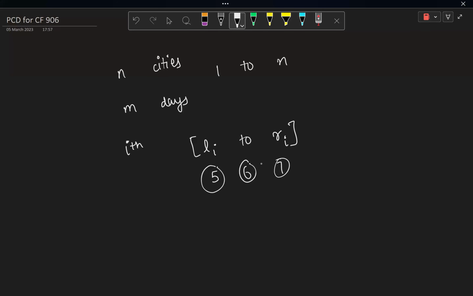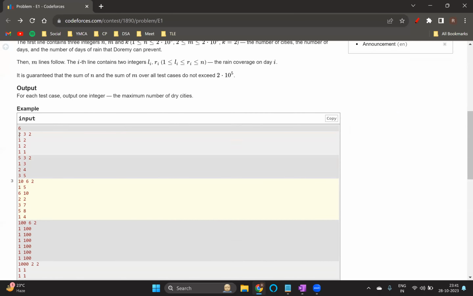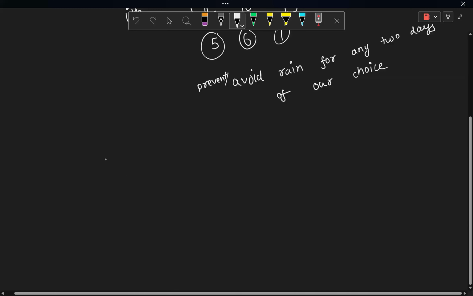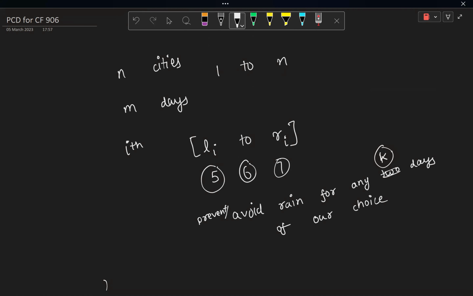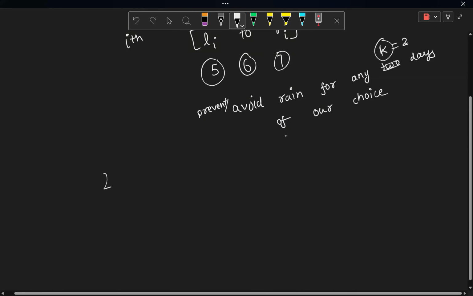This is what this array is telling us, and what we can do is avoid or prevent rain for any 2 days, any 2 days of our choice. So let's take an example, this example 2 3 2. By the way, there is this k as well, for not 2 but for any k days, k number of times. But in the easy version, k would always be equal to 2.